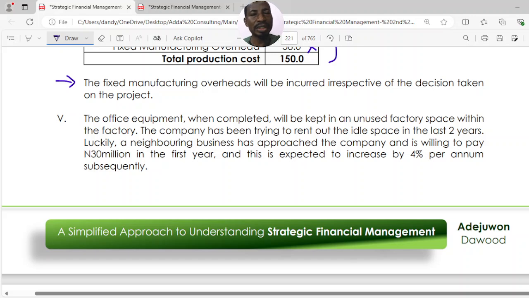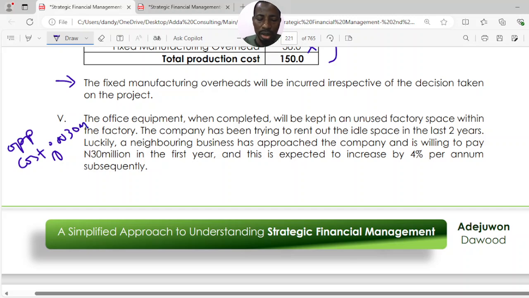Even though the company has been trying to let out this factory space for the past 2 years, they've not seen a tenant that will rent up the place, but they're now saying that, luckily, a neighboring business has approached the company and is willing to pay 30 million naira in the first year. So this is an opportunity cost. This is opportunity cost of 30 million naira per annum, at opportunity cost of 30 million naira.